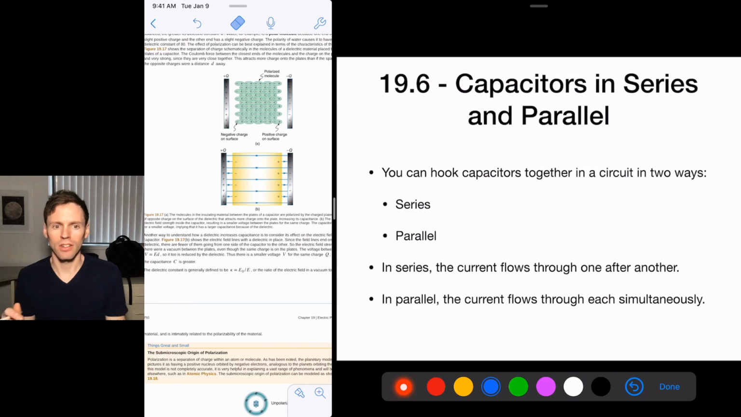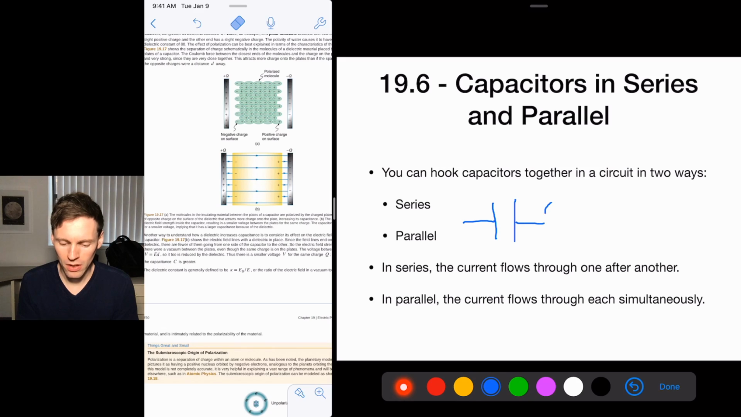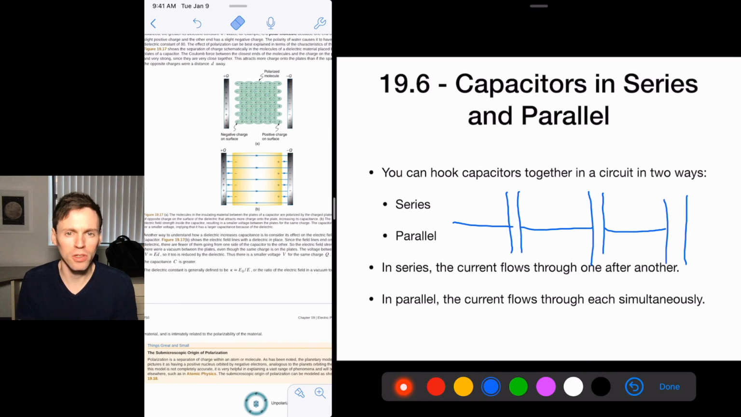All right, let's continue. I think we're good. All right, 19.6, capacitors in series and parallel. In series, you can hook capacitors up: you've got one capacitor, another capacitor, another capacitor, and this is just the connection to each capacitor. You're forcing the current to go through each one.